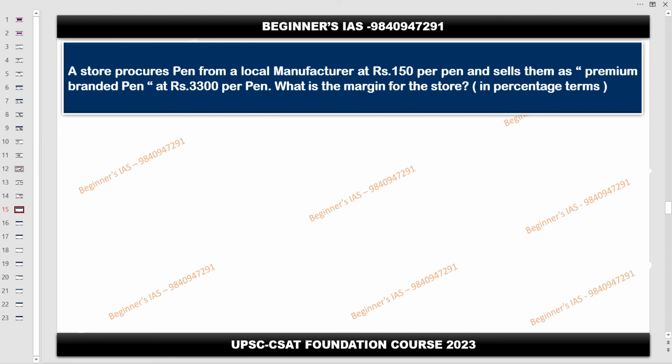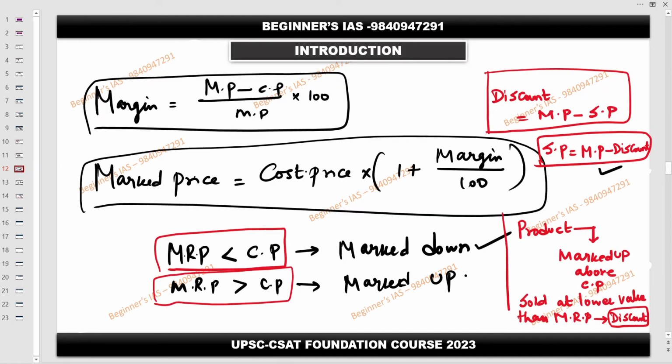So listen, I will show you the concept here. So what is the margin? Margin, how could you calculate? MP minus CP by MP into 100. Okay, this one. Understanding this one? Clear everyone? You can use this one.